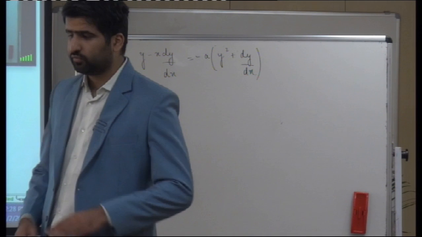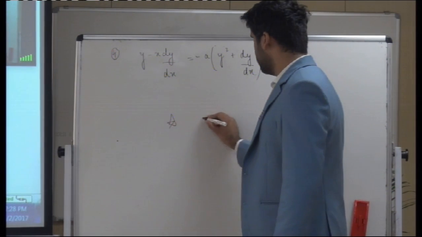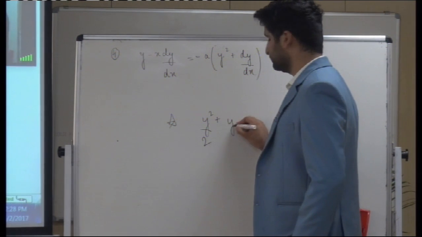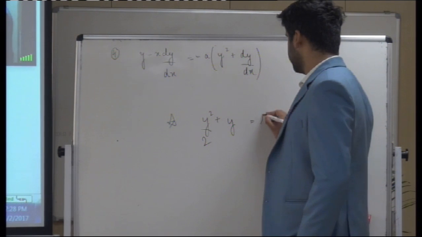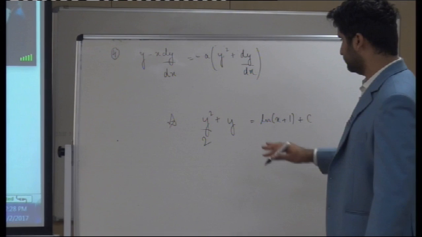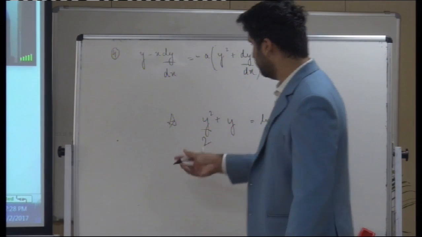So what was the answer for the previous question? y square plus 2y, ln x plus 1 plus c. So the answer is given in some other form. I'll show you how to make it in that form.